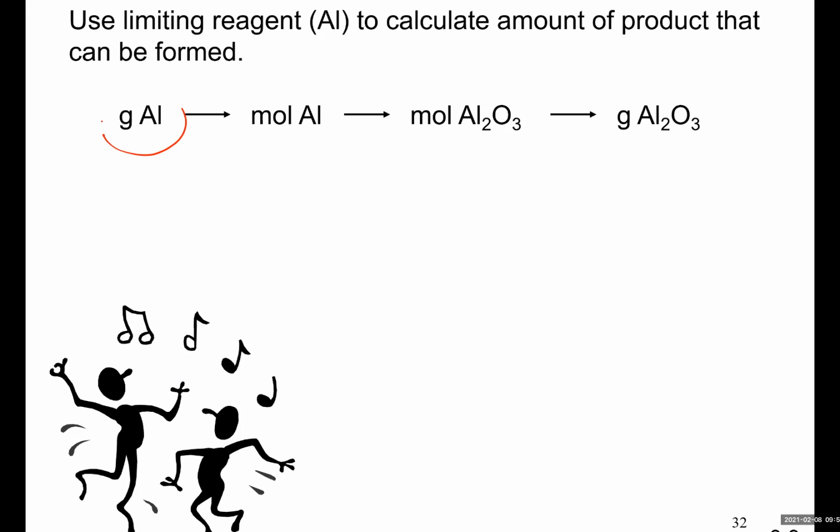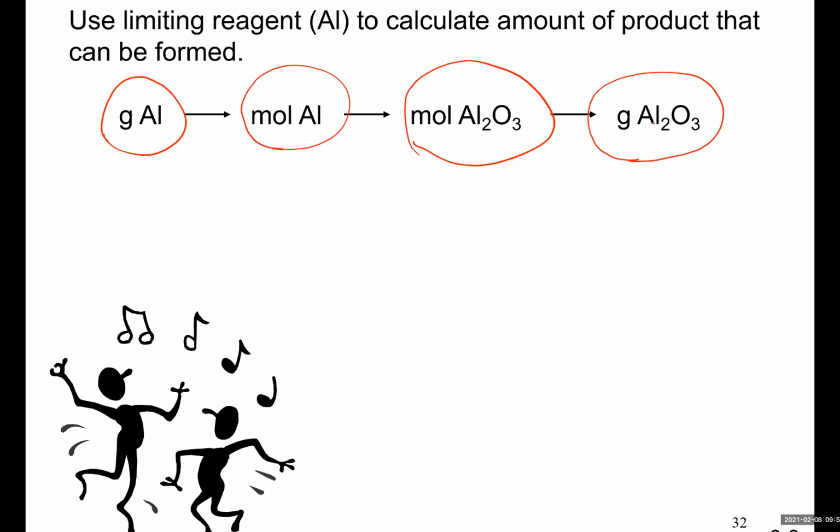Given by the problem, I can go to moles of Al. Once I have moles of Al, I use the stoichiometric coefficient. That means the balancing coefficient in the equation. So I can calculate moles of aluminum oxide. And once I have moles of aluminum oxide, I can determine grams of aluminum oxide. Does anybody have any question? How do I do any of these conversions? Just let me know.